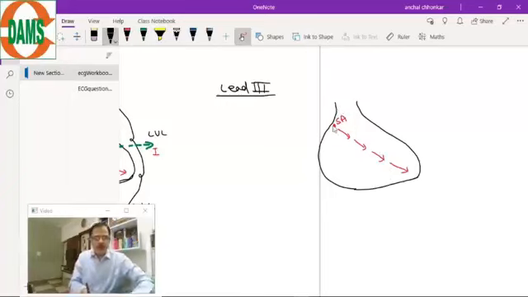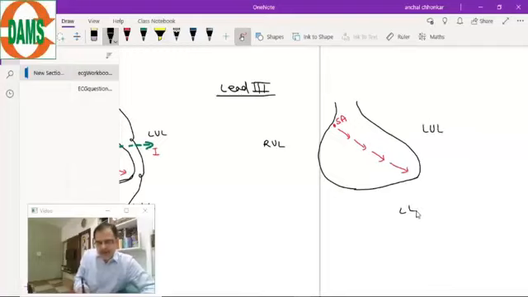So hopefully you have made this diagram of lead 3. So here is right upper limb, left upper limb, left lower leg. So these are the limb placement.